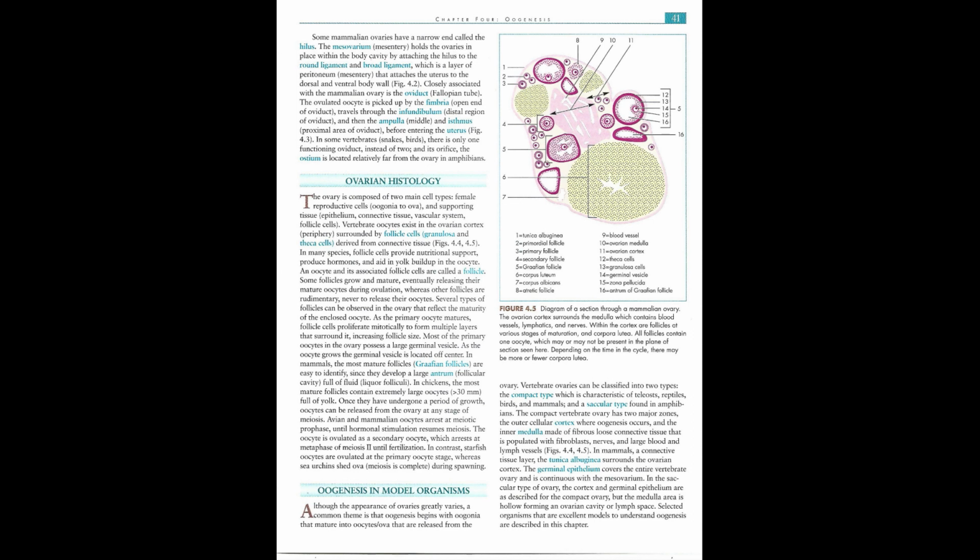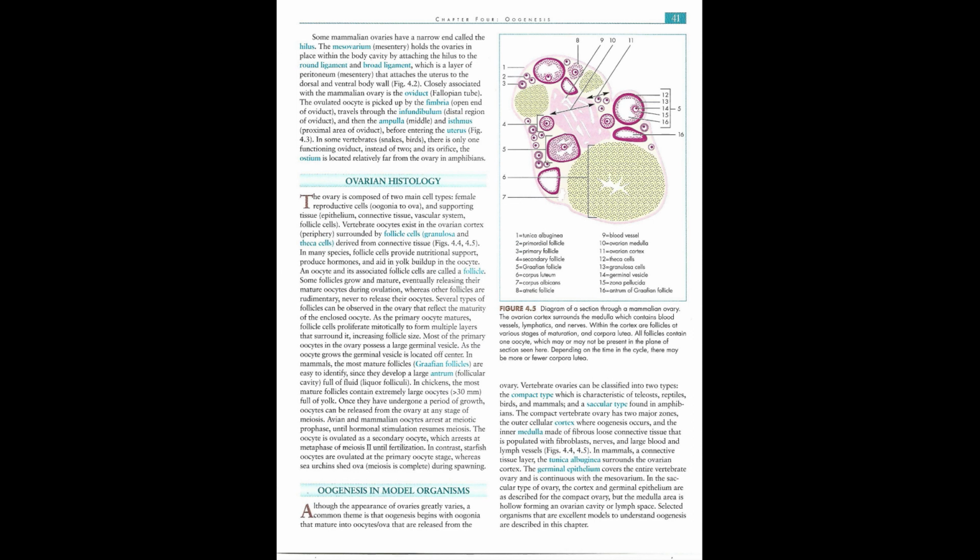The appearance of ovaries greatly varies. A common theme is that oogenesis begins with oogonia that mature into oocytes/ova that are released from the ovary. Vertebrate ovaries can be classified into two types: the compact type, which is characteristic of teleosts, reptiles, birds, and mammals, and a saccular type found in amphibians.